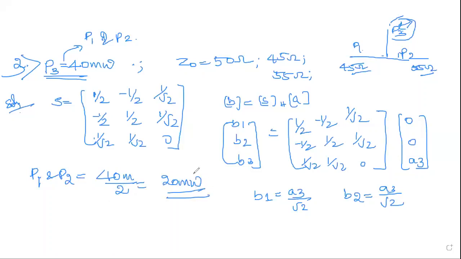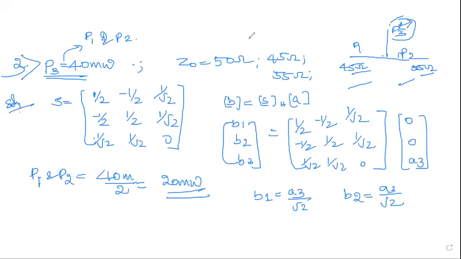So 20 milliwatt, we are considering the power going into port 1 and port 2. Now the power reflected back by the port, we need to find out. To find that out, we have to calculate the reflection coefficient of port 1 as well as port 2. Till here it is fine. Write the S parameter equations, find out the power going into port 1 and port 2, divide it by 2, you will get it as 20 milliwatt. Okay.